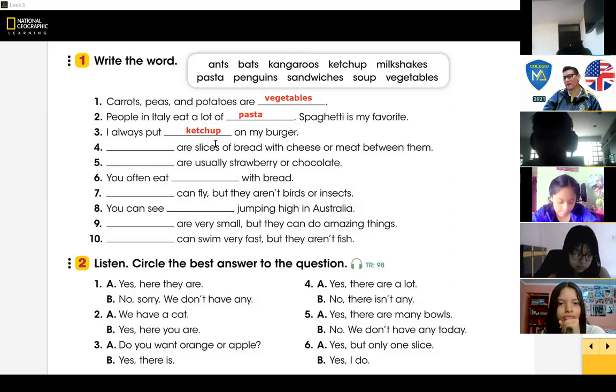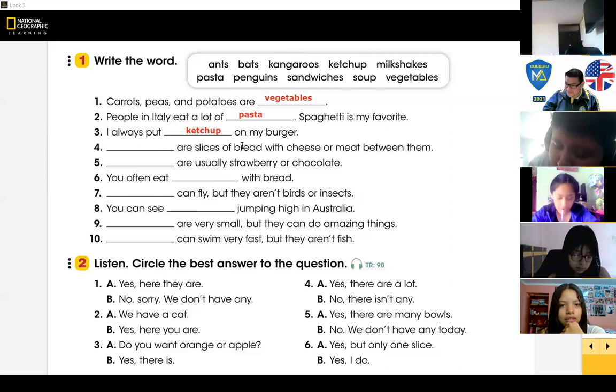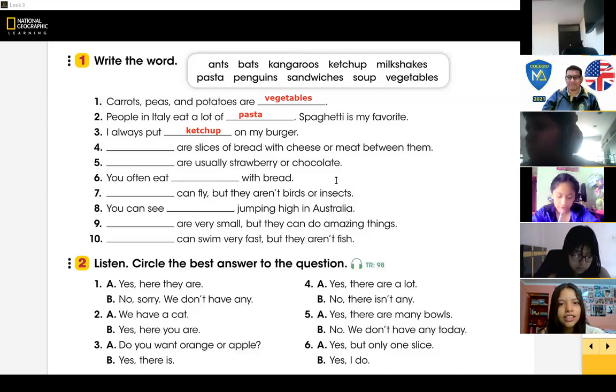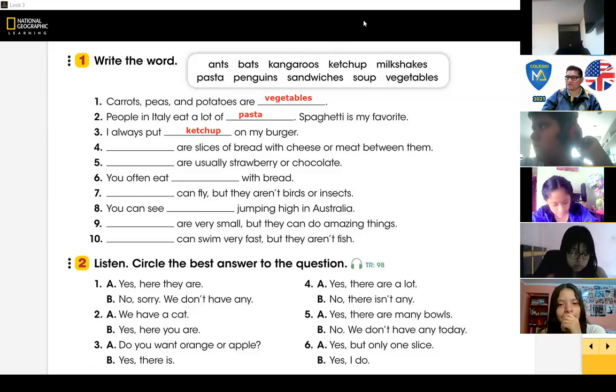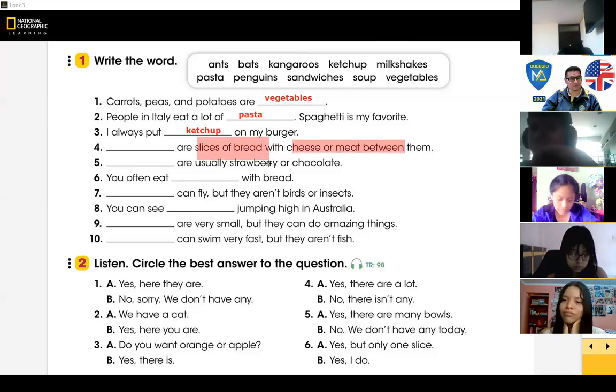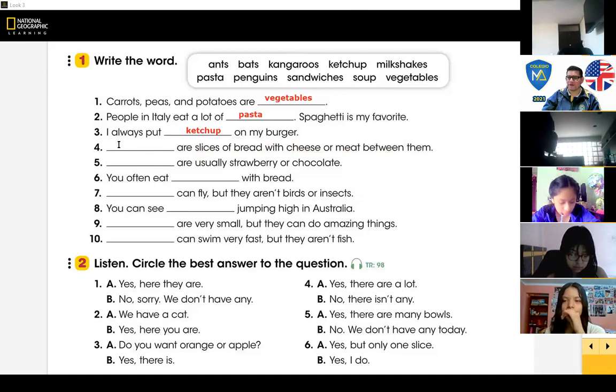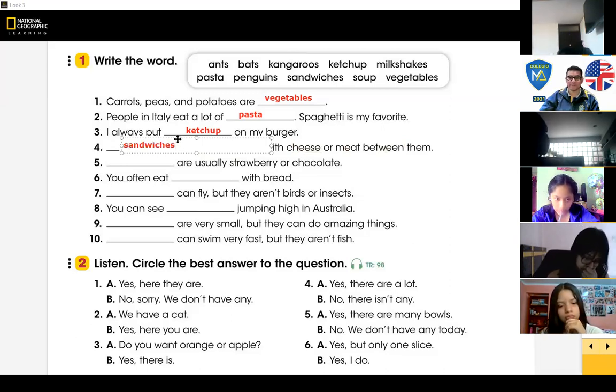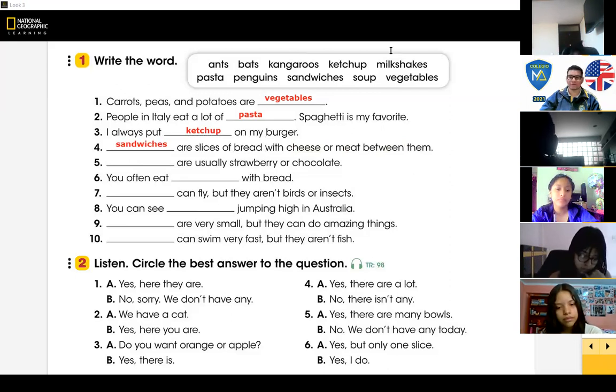Okay. Are slices of bread with cheese or meat between them? It says slices. One slice. Sandwich. Cheese or meat between. O sea, tiene cheese o tiene meat. ¿Dónde está el cheese o el meat? Between those slices of bread. Okay. Here we have sandwiches. Está aprendiendo Valerie, ¿no? Le vamos a tomar examen a Valerie luego. Okay, number five. Pay attention, Valerie. Yeah, let's continue.